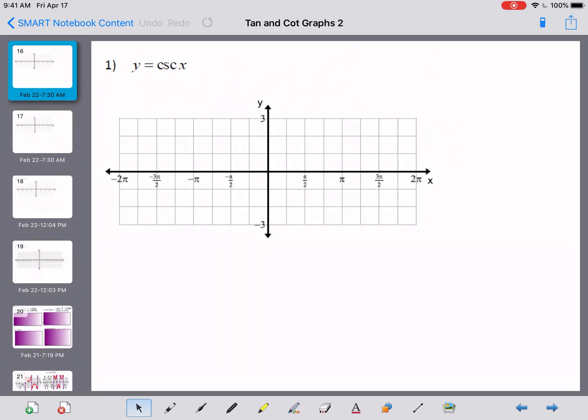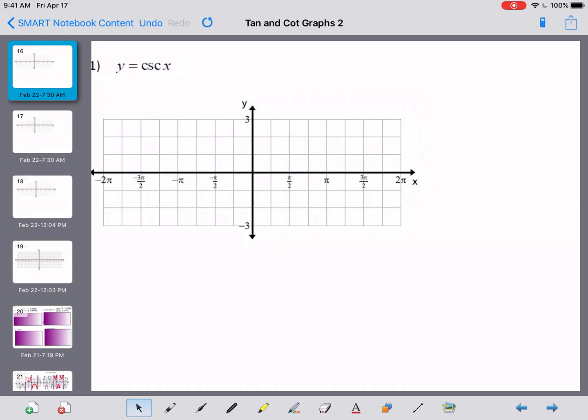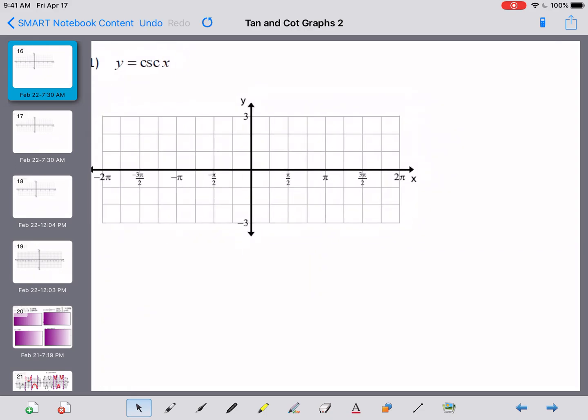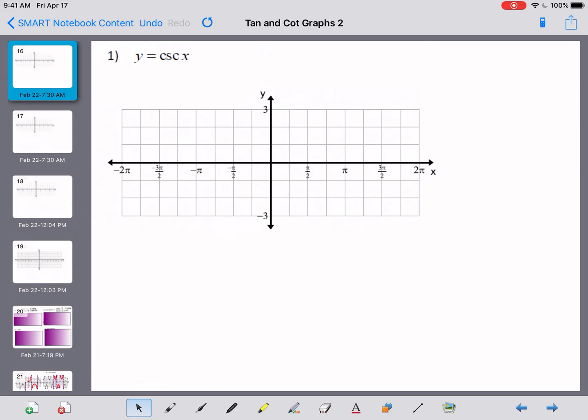All right, so we are on our last two trig functions. We've done, sorry, there's a smudge on the screen. We've done sine and cosine, tangent and cotangent, and last but not least, we have secant and cosecant. So let's start with cosecant.